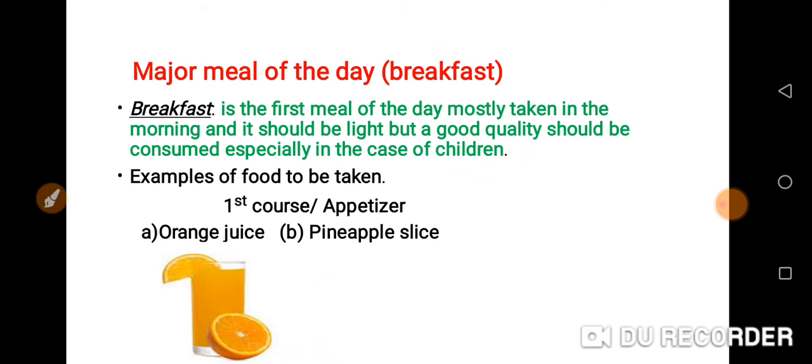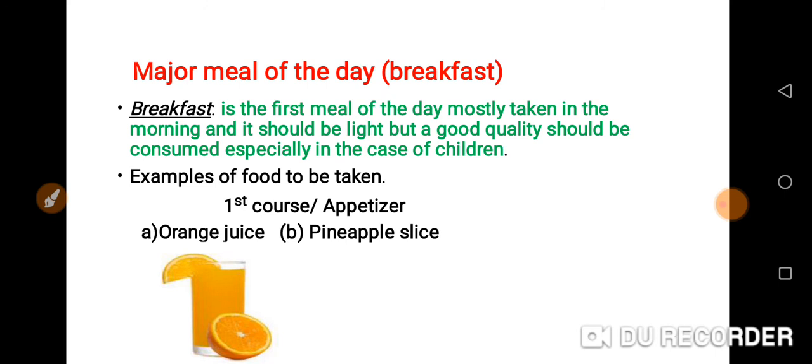Major meal of the day, that is breakfast. Breakfast is the first meal of the day, mostly taken in the morning, and it should be light, but good quality should be consumed, especially in the case of children. When we're planning our meal for breakfast, it must contain the three-course meal: the first course, second course, and third course.